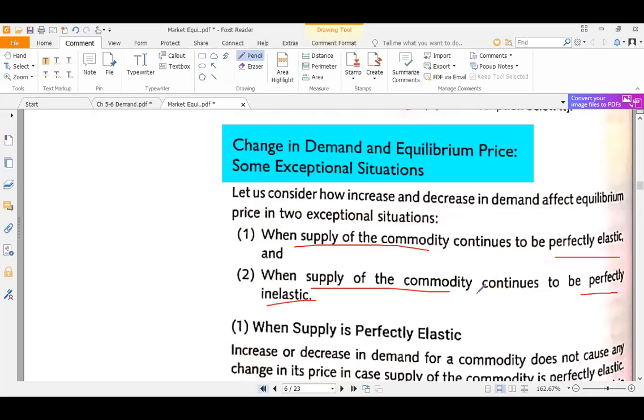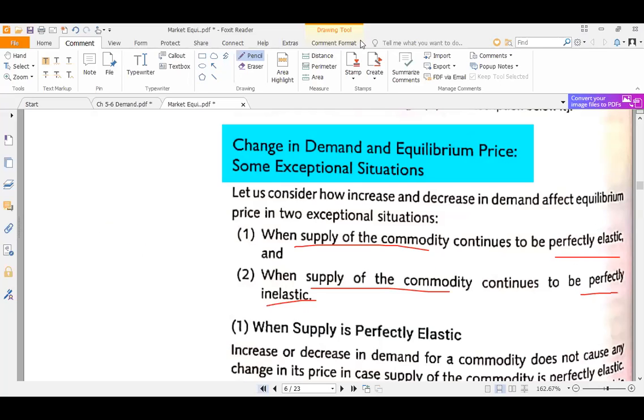That means even with the slightest of change in the price, there is going to be huge impact on the supply. So that is known as perfectly elastic supply. And supply is said to be inelastic when there is no effect of change of price on the supply. That means whatever the price may be, the supply remains constant.